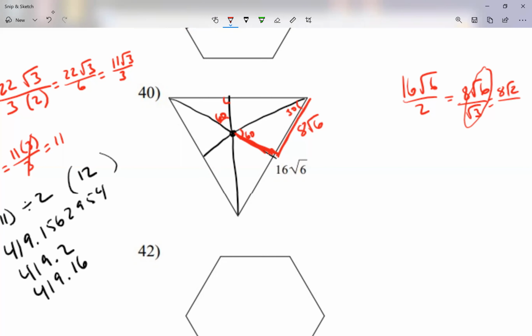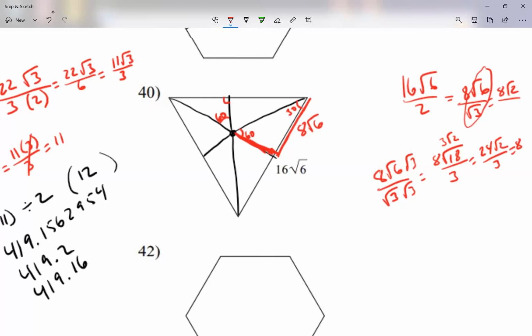Right, we can do the long way: 8 radical 6 over radical 3, and I can multiply both sides by radical 3. So we have 8 radical 18 over 3. Radical 18 simplifies to 3 radical 2. So I have 24 radical 2 over 3, which simplifies to 8 radical 2. Okay, so we know this is 8 radical 2.